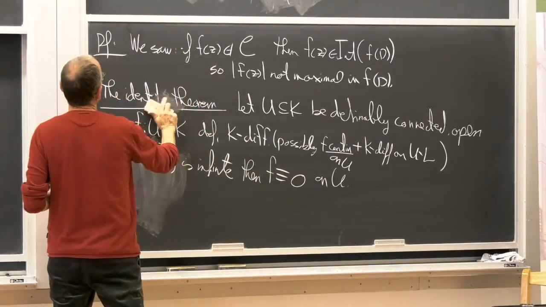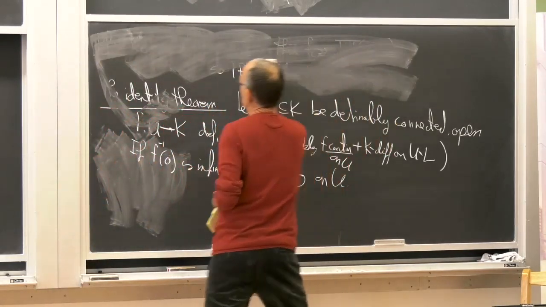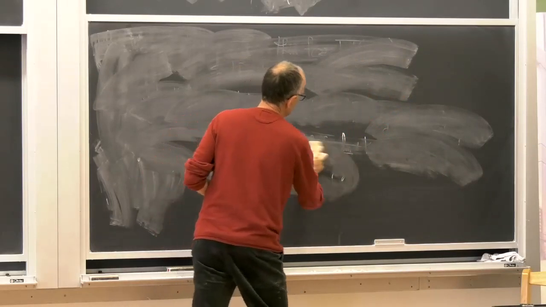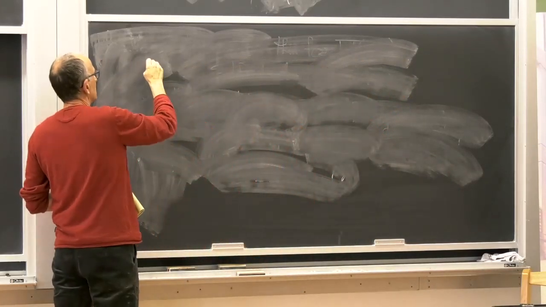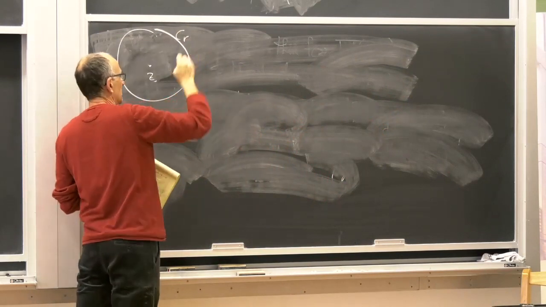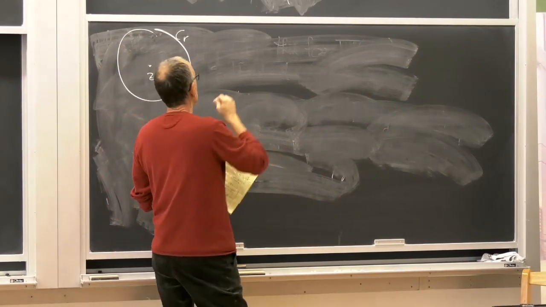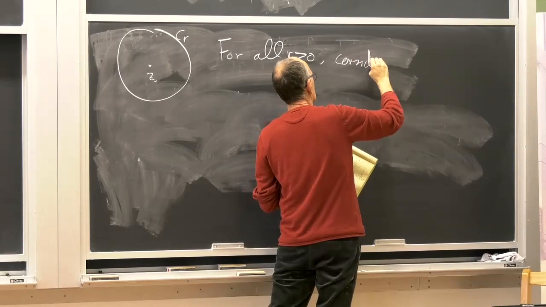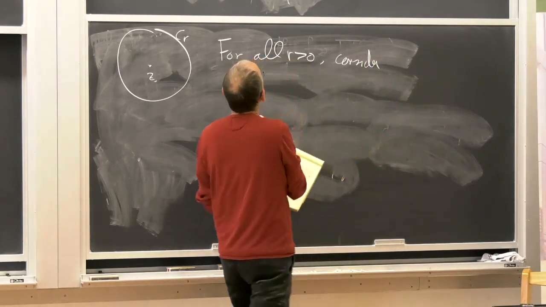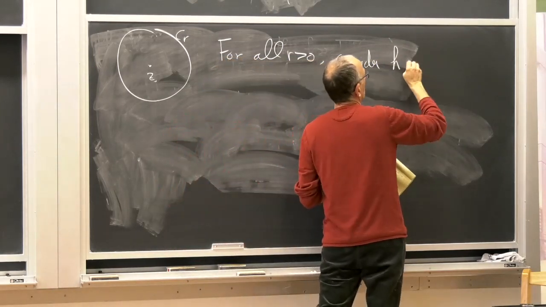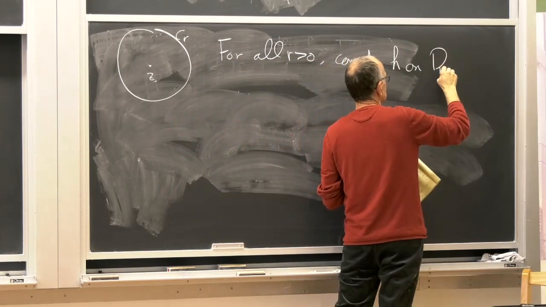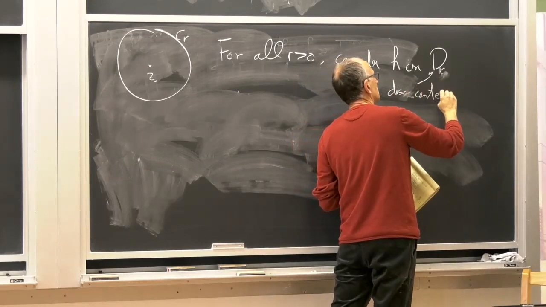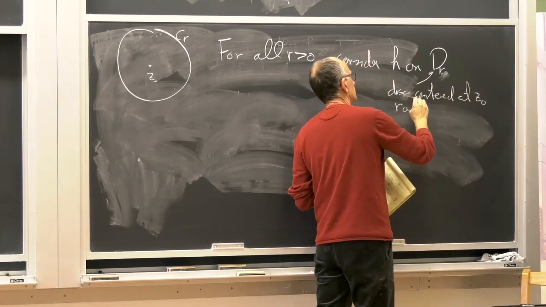And now we continue as one does in the classical setting. We start drawing bigger and bigger circles around z zero, using the fact that the function is global, right? We have z zero somewhere in the world, and we start drawing, let's call it CR. So we look at, for all R greater than zero, consider h on the disk D_R, centered at z zero, radius R.